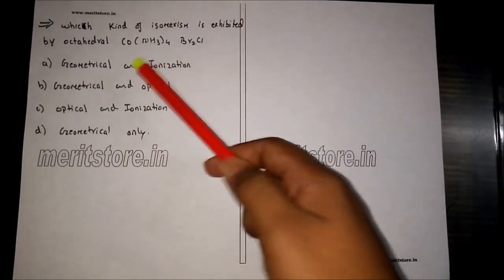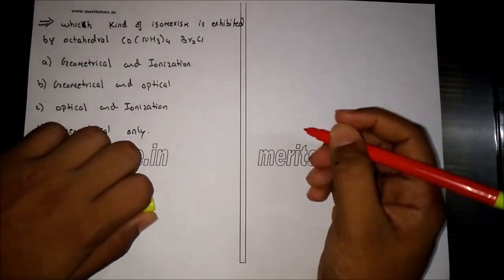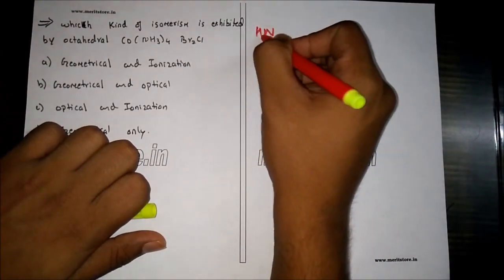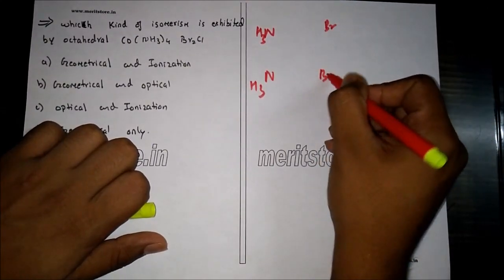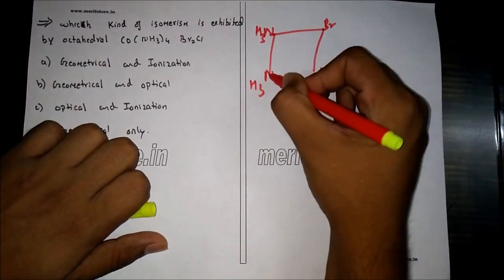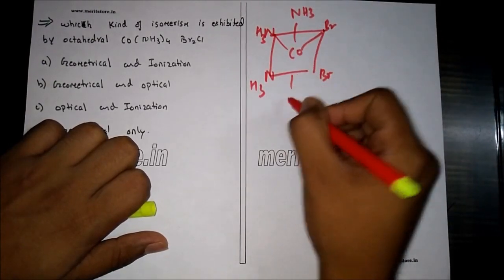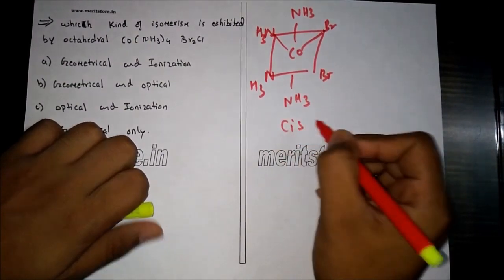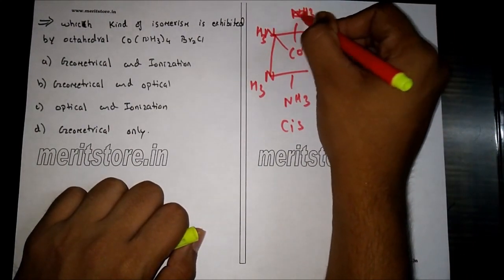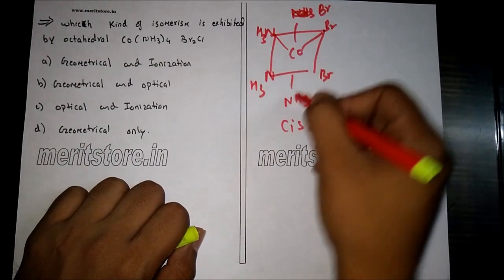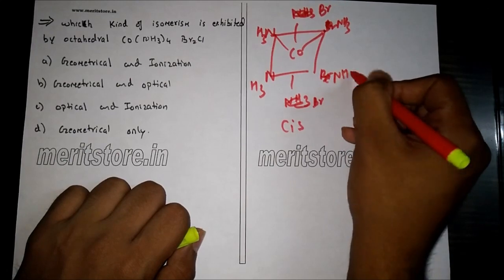Which kind of isomerism is exhibited by octahedral [Co(NH3)4Br2]Cl? These are the options. Now, first it exhibits NH3, Br, 3 NH3. So this is a cis isomerism, which is a geometric isomerism, because we can change the position of NH3, and put Br right here and Br right here, and we can put all NH3 right here. So this would become a trans isomerism.